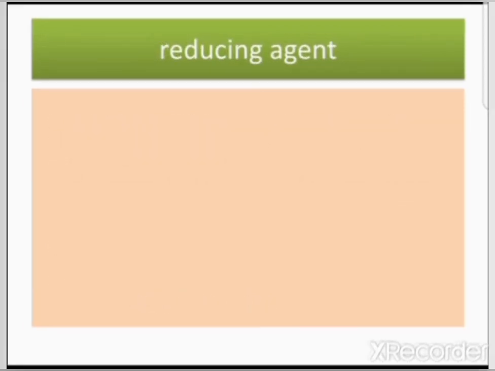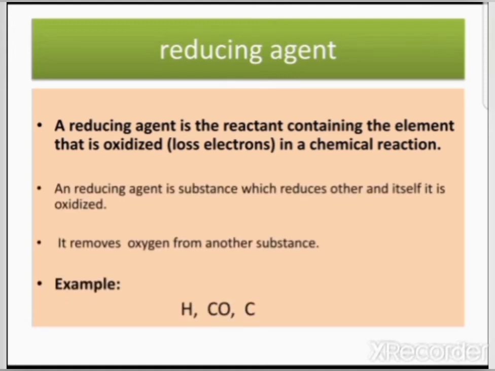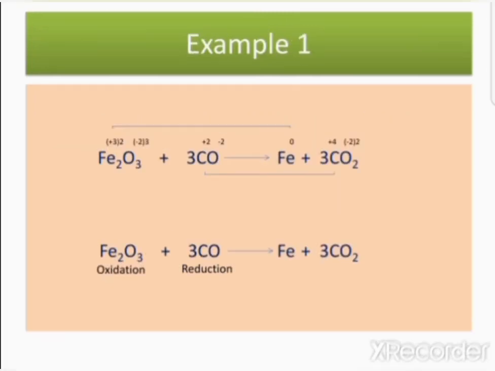Reducing agents. A reducing agent is the reactant containing the element that is oxidized, losing electrons in a chemical reaction. A reducing agent is a substance which reduces others and itself is oxidized. It removes oxygen from another substance.